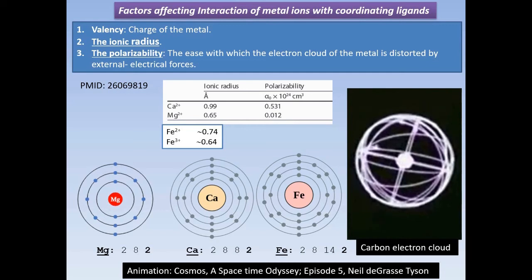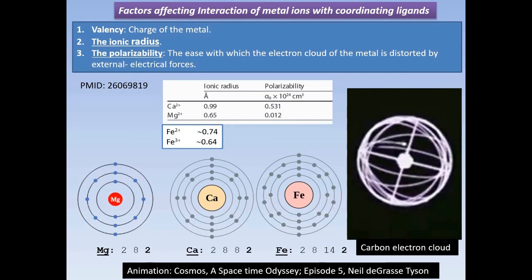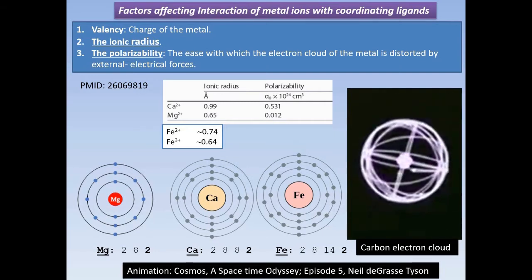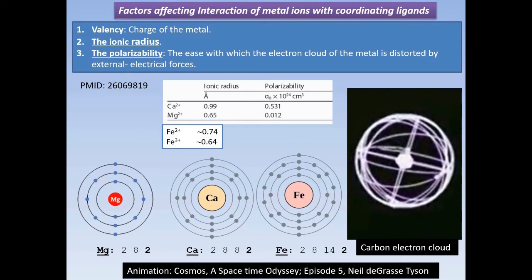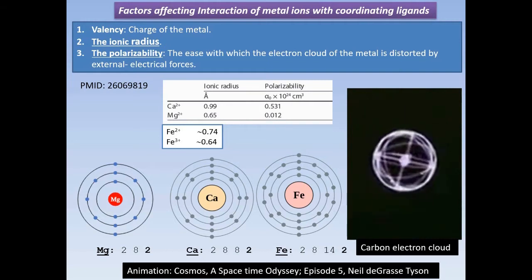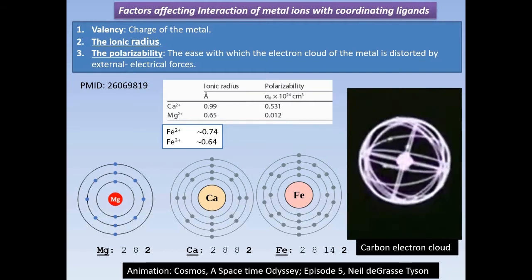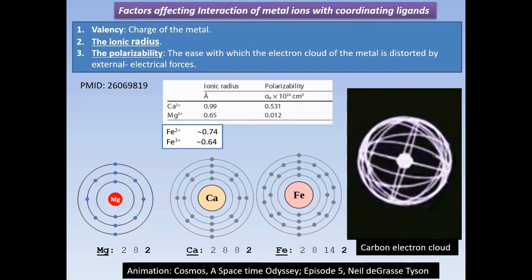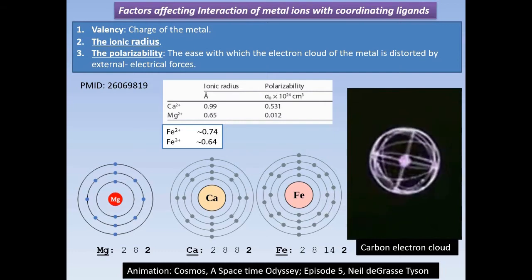The ionic radius is important because it shapes the electron cloud of the ion, which matters because the ion has to fit within a pocket of the metal binding site in the protein. Thus, a certain ionic radius is more favorable than others. For example, the ionic radius of calcium is 0.99 angstrom, whereas magnesium is 0.65, ferrous 0.74, and ferric 0.64.